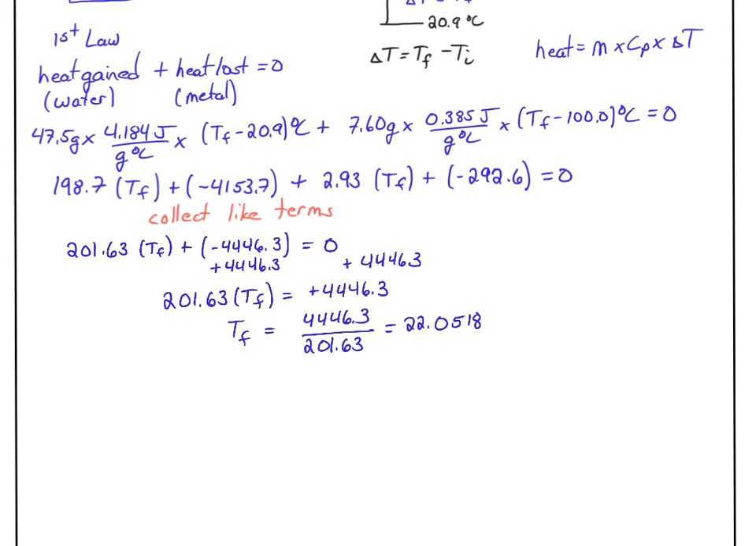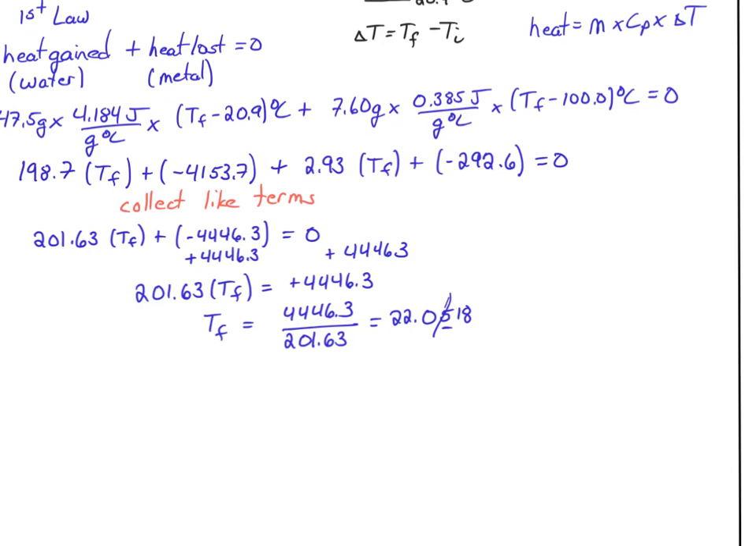Okay, our answer can be rounded off to the tens place. The first number to be dropped is 5 or greater, so we're going to round up, and we get our final answer. TF is 22.1 degrees C.